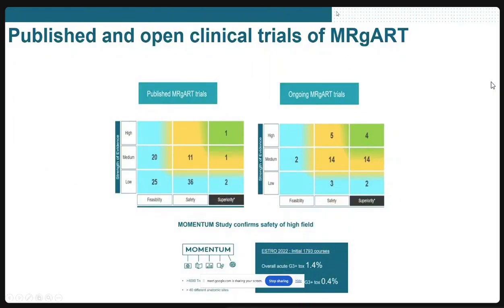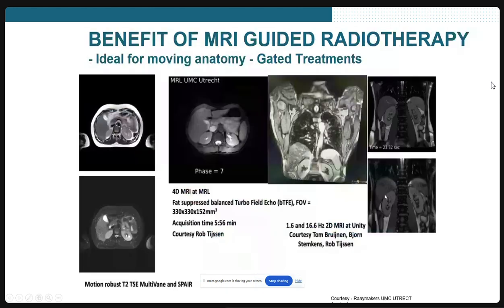And also, previously, if you look at the MRI based papers, they were only trying to match the CBCT, but over a period, nowadays they are showing very clearly that they are superior to the conventional way of treatments.